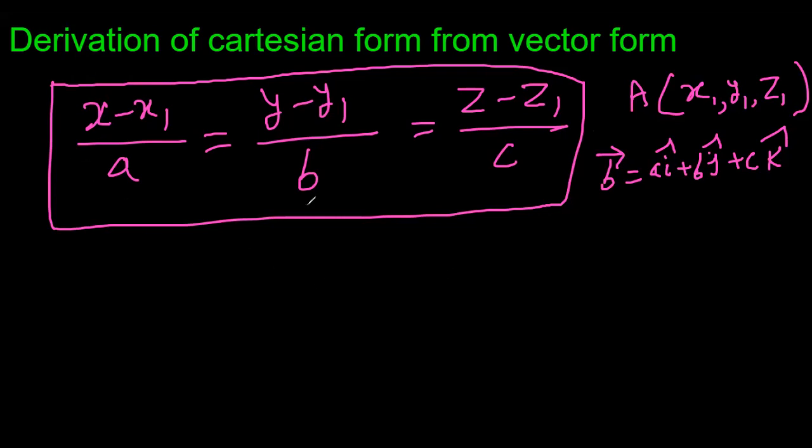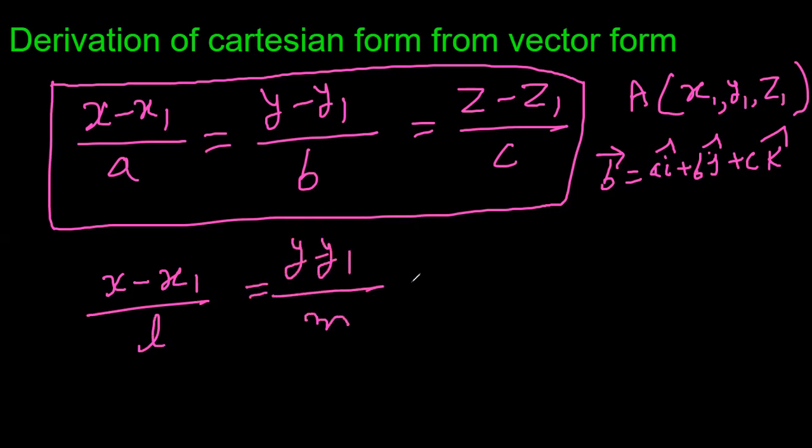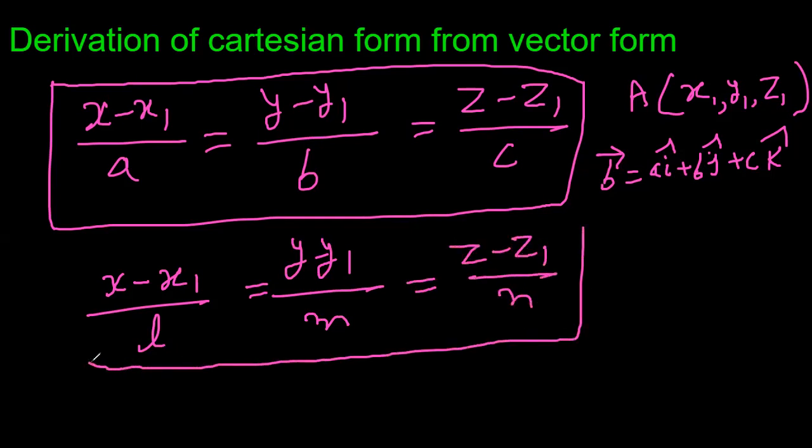Also, we know that these a, b, c are called direction ratios, and they are proportional to direction cosines. You know, direction cosines are represented by l, m, and n. So we can also write our equation when direction cosines and one point are given. So in place of a, b, c, we can write x minus x1 over l is equal to y minus y1 over m is equal to z minus z1 over n, where l, m, n are direction cosines.